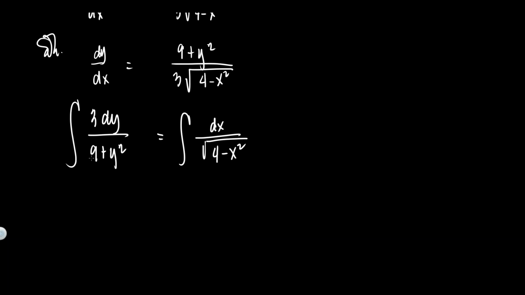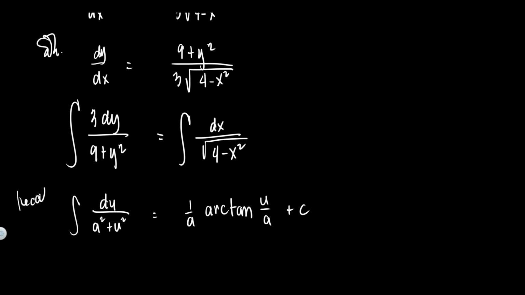What is the form? The integral of du over a squared plus u squared. That is 1 over a times the arctangent of u over a plus c. Okay? So, recall lang ito.